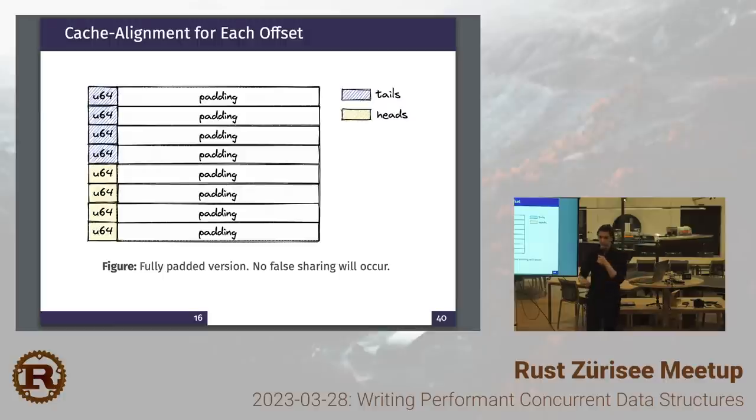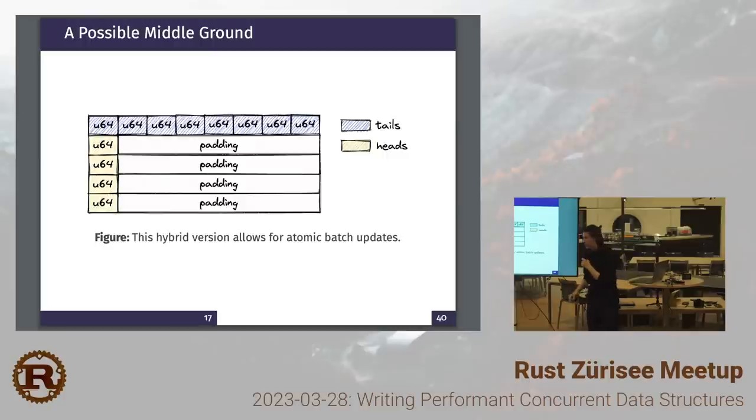Now, there is actually an interesting other way you can think about this. This fully padded version has actually one downside. Namely, we have a multi-producer single consumer case. So we have one consumer, and it pops all of the data of all of the producers of their queues at once. So we don't actually have false sharing on the consumer side in this case. That means that it might make sense in certain cases to pack tightly all of the tails together. So this is like a bit of a hybrid layout.